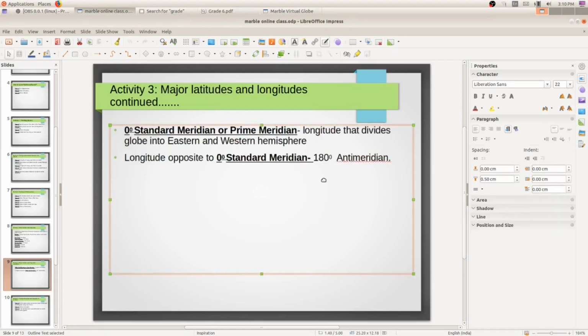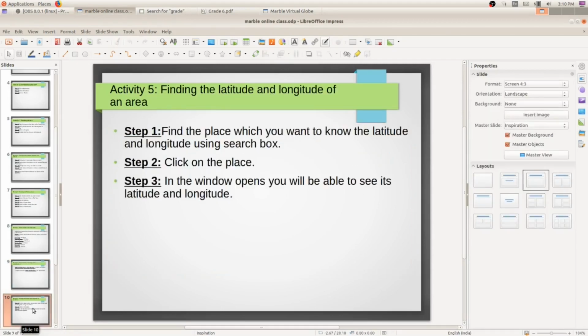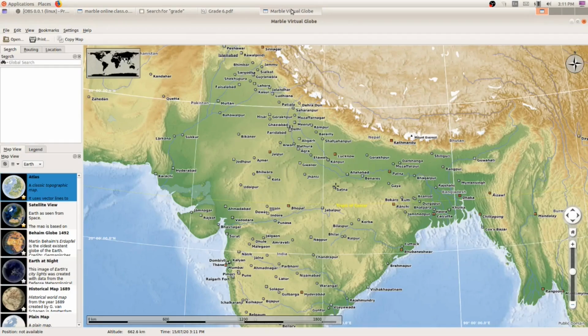Okay, my dear students, hope all are clear about that table. All must fill out that table in your textbook. Now we will move to our next activity, the final activity of this chapter, finding the latitude and longitude of a place or an area. So I have written down the steps here. You just read out the steps and I'll show you this activity in the Marble software.